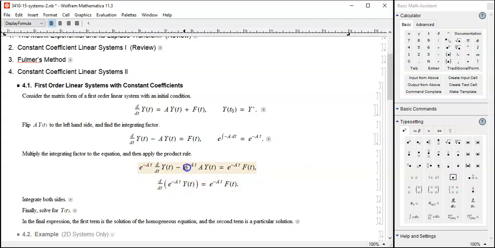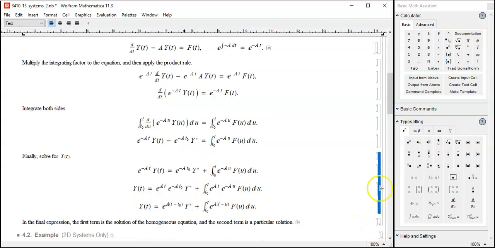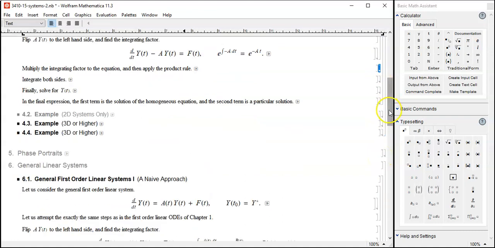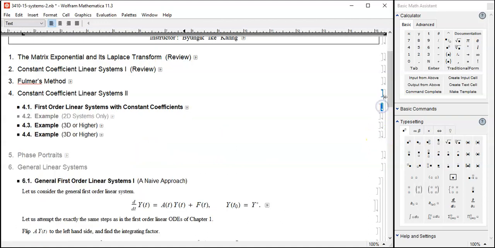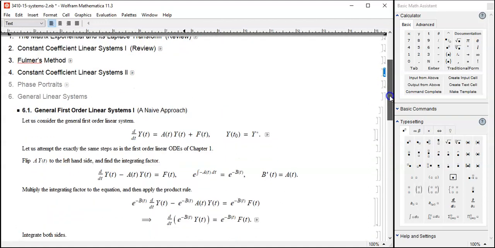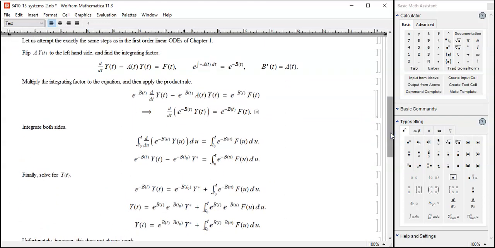The derivative of this: the exponential stays the same, the derivative of the inside is A, actually minus A, so we have this minus. Same as the right-hand side. Integrate both sides. Flip it to the other side. Actually, we did exactly the same thing, except that here capital A was constant. So that computation may have been a little bit easier, but otherwise it looks like everything was exactly the same. But why is this not working?